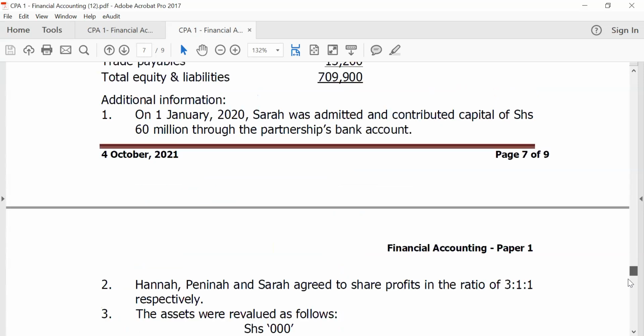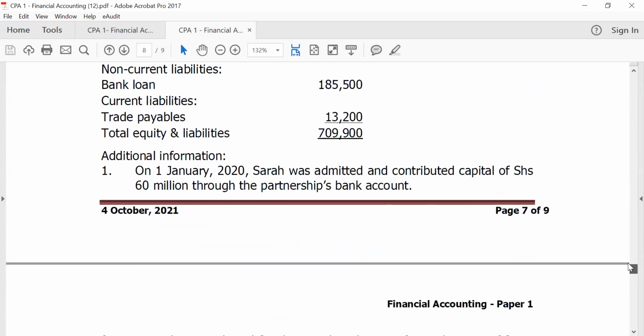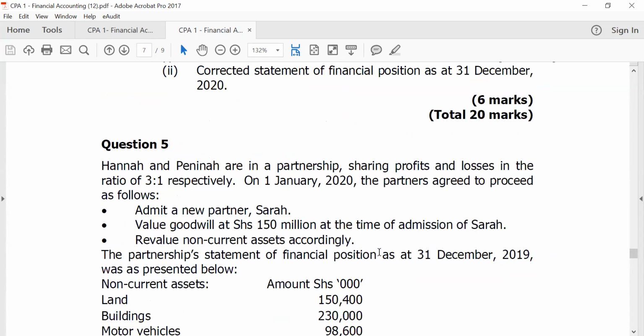2021. So this question, as you can see here, they were asking us to prepare for the Hannah, Penina, and Sarah partnership: revalued individual asset accounts, revaluation account, goodwill account, capital account, then they want the adjustment of the statement of financial position. So just read through the question, I'll run through a little. Hannah and Penina in partnership, sharing profits and losses in the ratio of 3:1. On 1st January 2020, the partners agreed to proceed as follows. So they are admitting a new partner, Sarah.